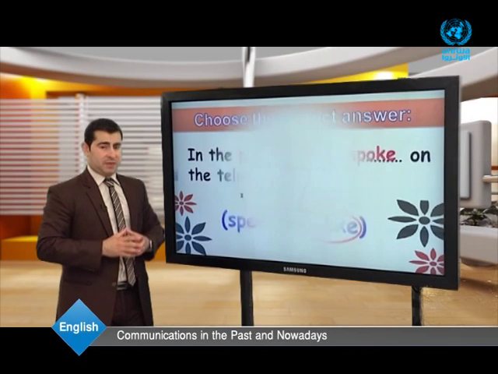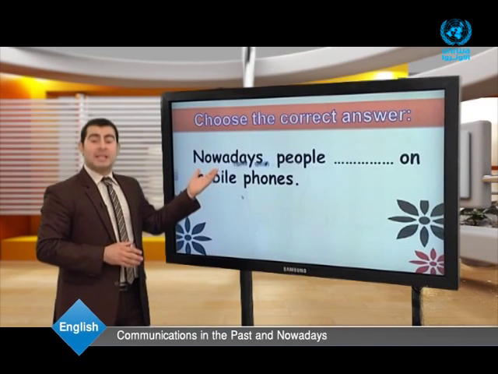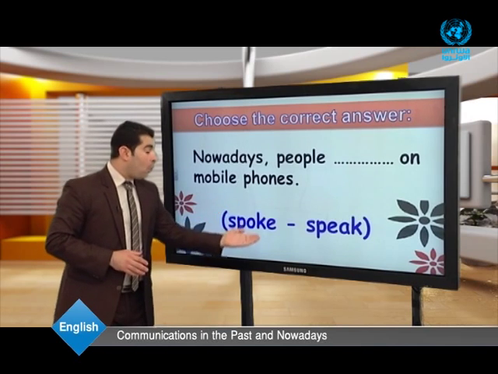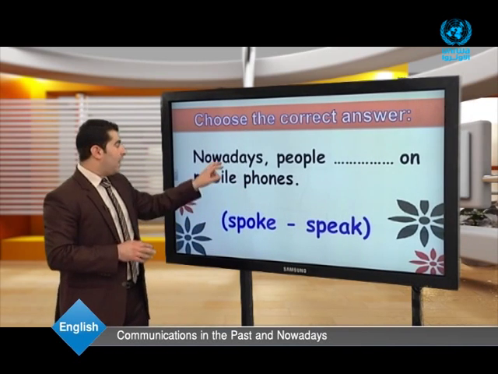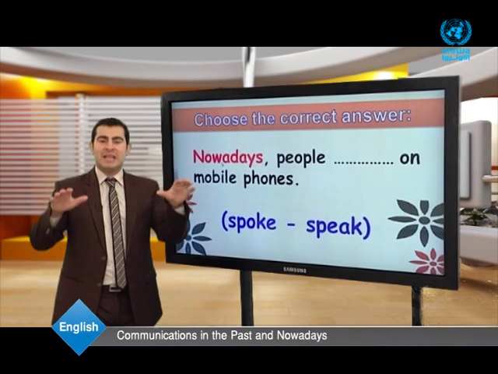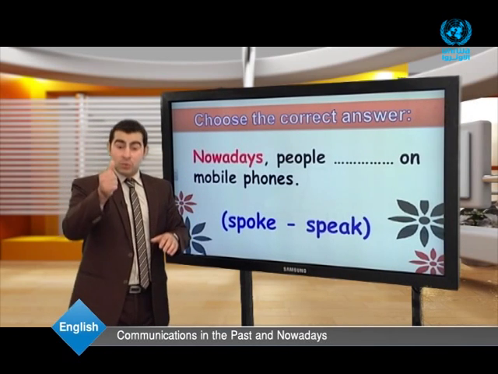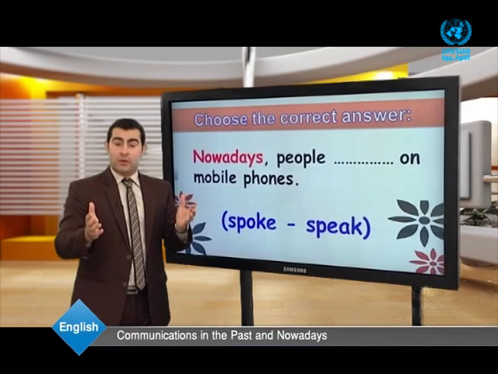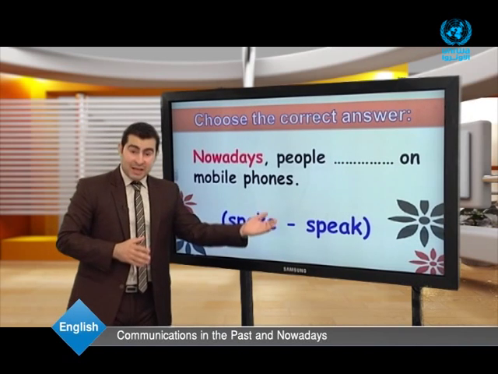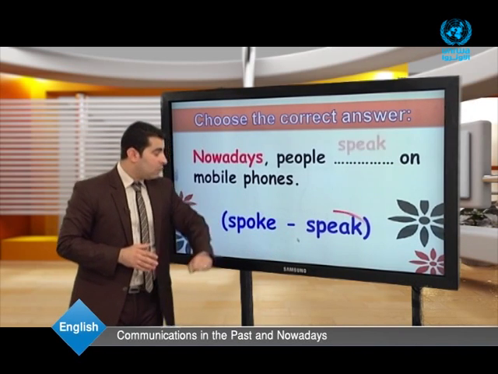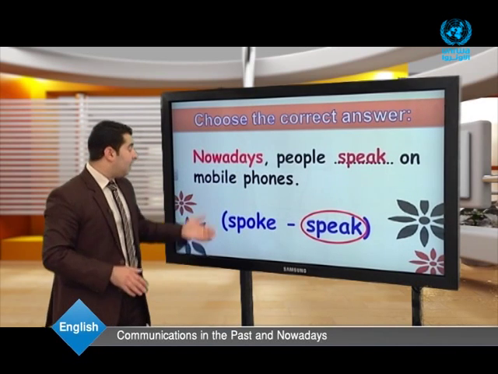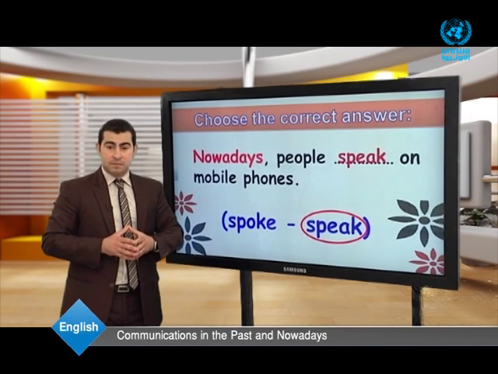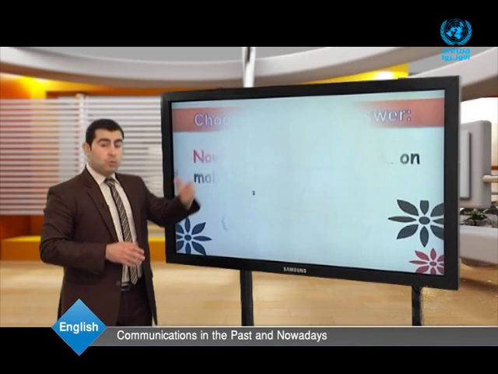Now, the second one. Nowadays, people spoke or speak on mobile phones. Look how we have nowadays. So, we have to use the first form of the verb. So, spoke or speak. Excellent, of course. We will say, nowadays, people speak on mobile phones. Thank you. The third one.